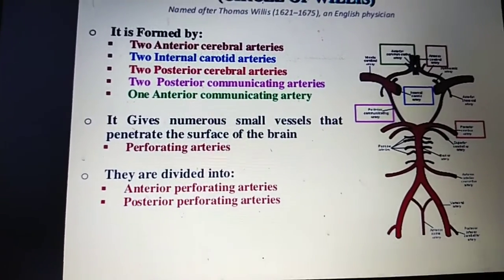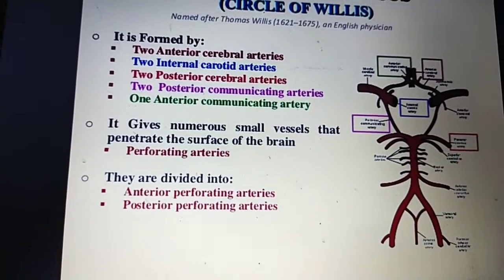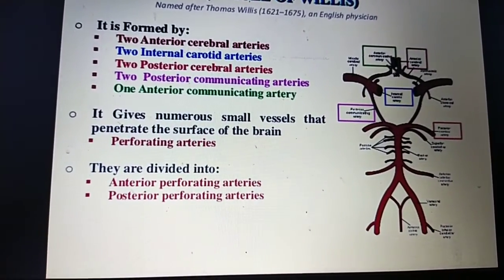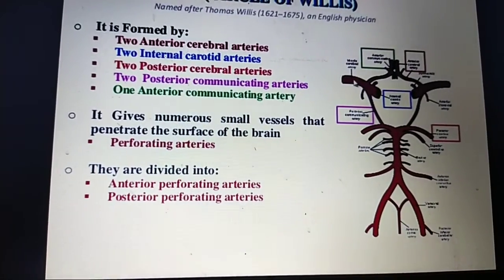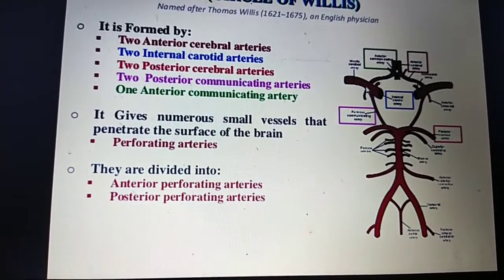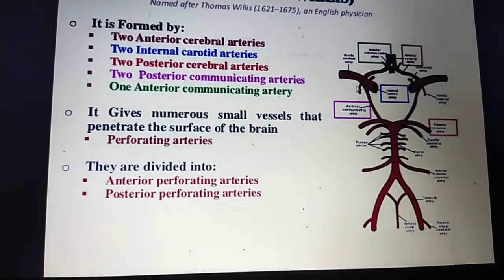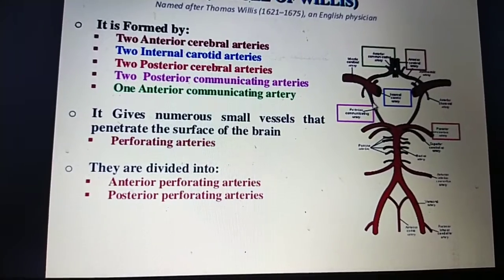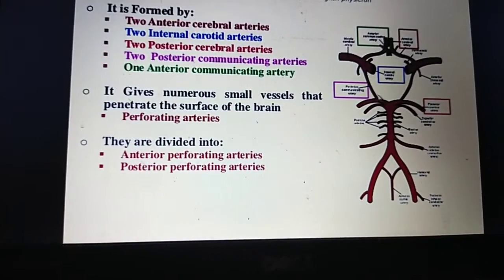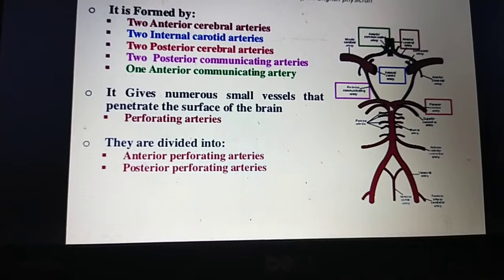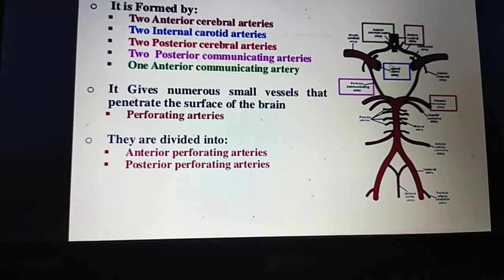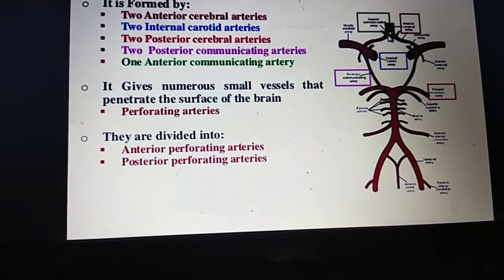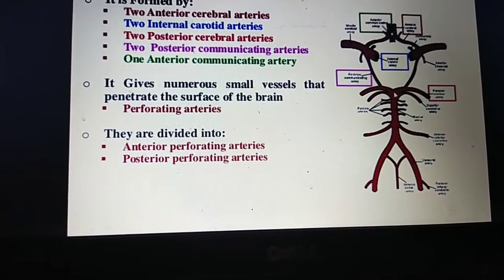The circle of Willis is formed mainly by the 2 anterior cerebral arteries. You can see these are the 2 anterior cerebral arteries, 2 internal carotid arteries, 2 posterior cerebral arteries, 2 posterior communicating arteries and 1 anterior communicating artery. Like this the circle will form. This is the anterior communicating artery and this is the posterior communicating artery.